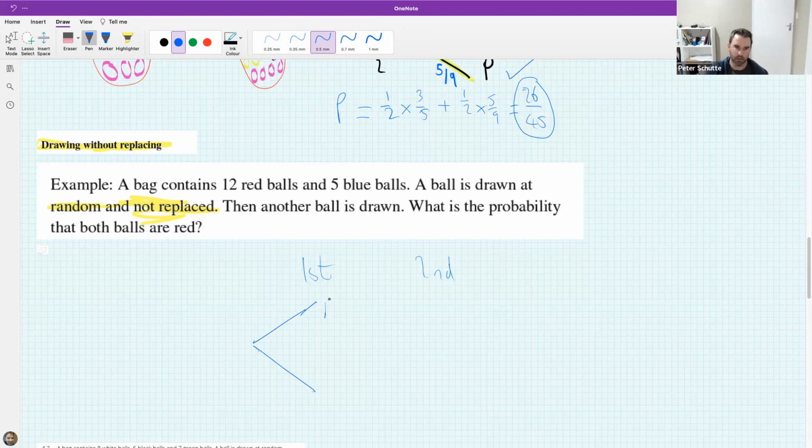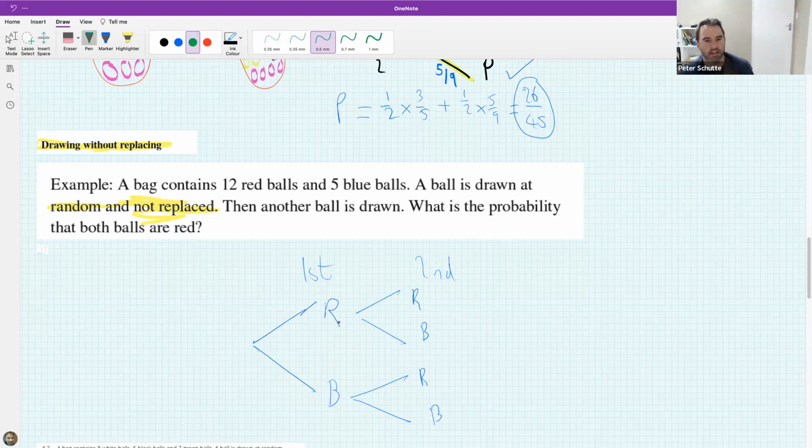So it's still going to be red or blue. Yes, so no problems there. On my second go, what are my choices going to be? Yep, nothing too exciting here, red or blue. Okay, so that's the same.